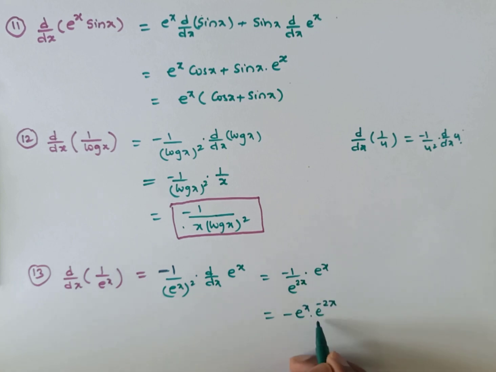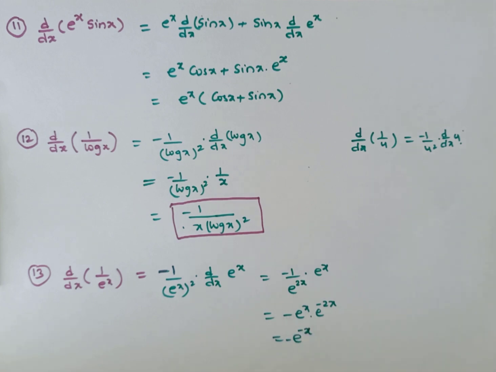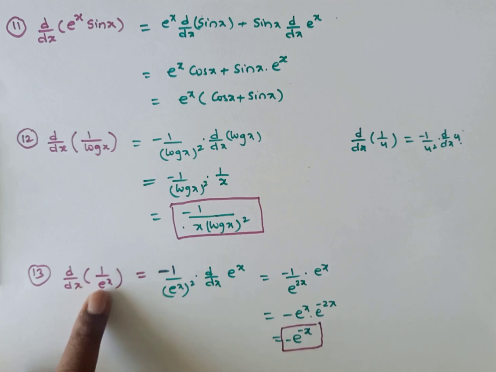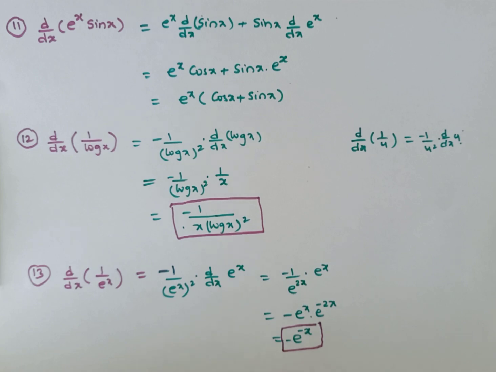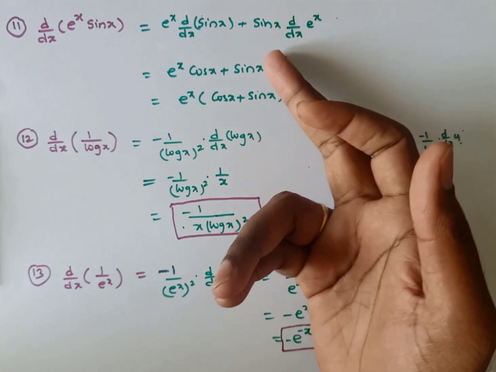Now here the bases are the same, so we can add the powers, like x minus 2x. So it is minus e power x minus 2x. Therefore the derivative of 1 by e power x is minus e power minus x, or this can be written as e power minus x whole power. So the derivative of e power minus x is minus e power minus x. These two problems are regarding the reciprocal rule. This one is the product rule.